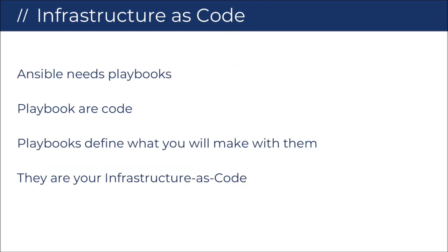So now the infrastructure as code piece. We really like the concept of infrastructure as code at Arctic. We believe that it's the way forward with how people are going to build automation code for things that they need to build. And just to explain what we're talking about, those familiar with Ansible know that Ansible needs playbooks. Playbooks are code, and playbooks define what you will make with them. So they are in effect your infrastructure as code. If you were to take all of your infrastructure, define it in some way, shape, or form, it would be checked into a source code repository such as Git. Infrastructure as code, ladies and gentlemen.